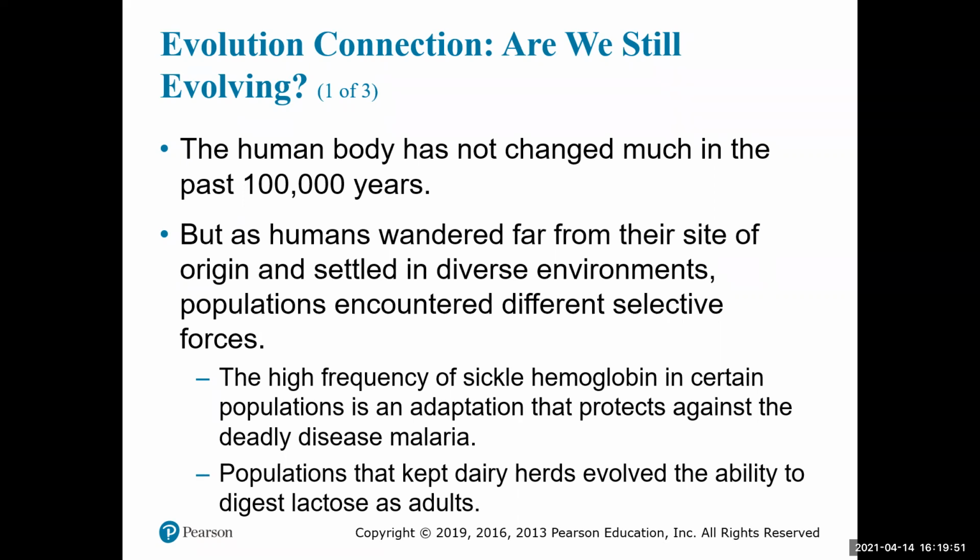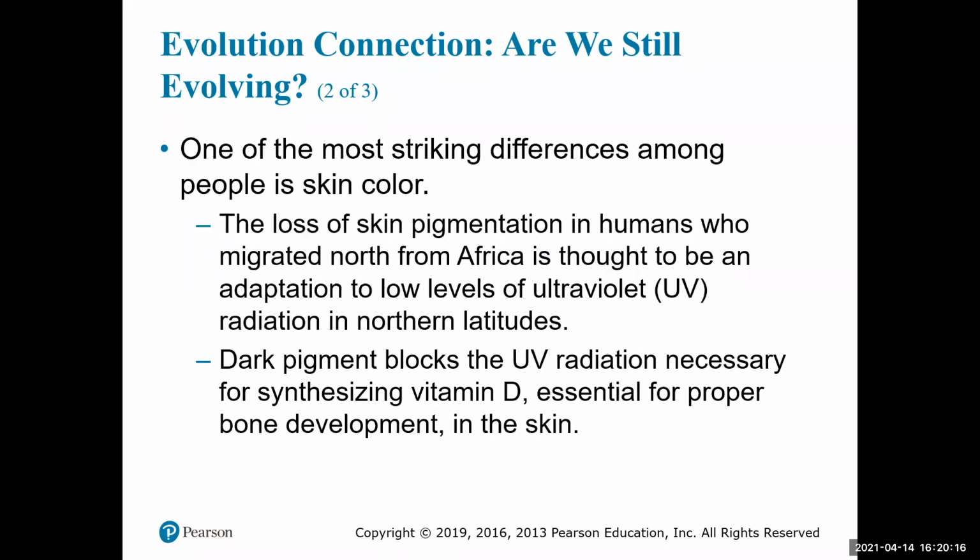And also populations that, early on, whenever domestication started, lived mainly with dairy herds, actually have the ability to digest lactose as adults because they have a lot of dairy in their diets. And so those populations have adapted to have a higher frequency of lactase, which allows them to digest lactose.